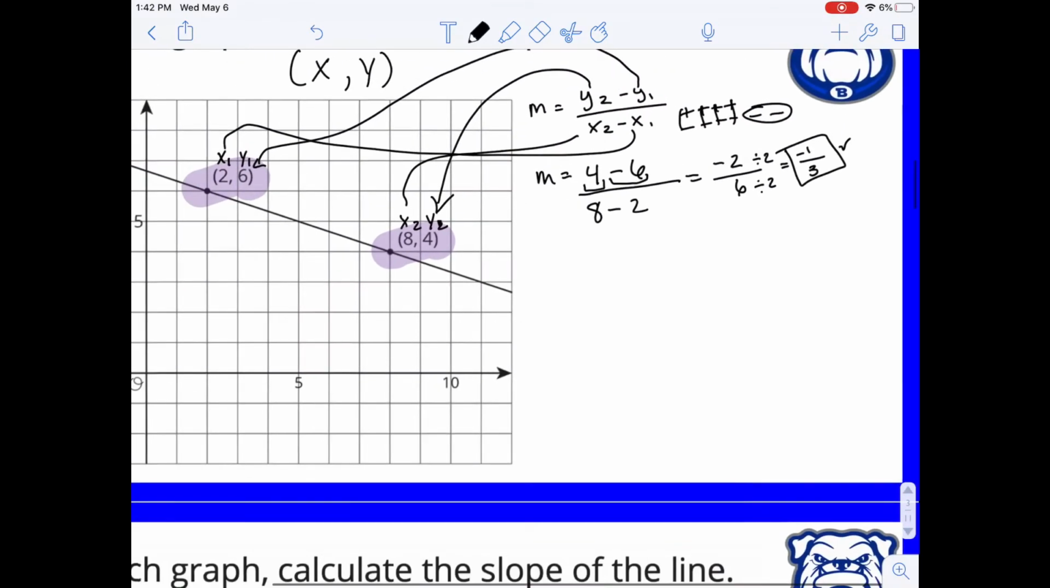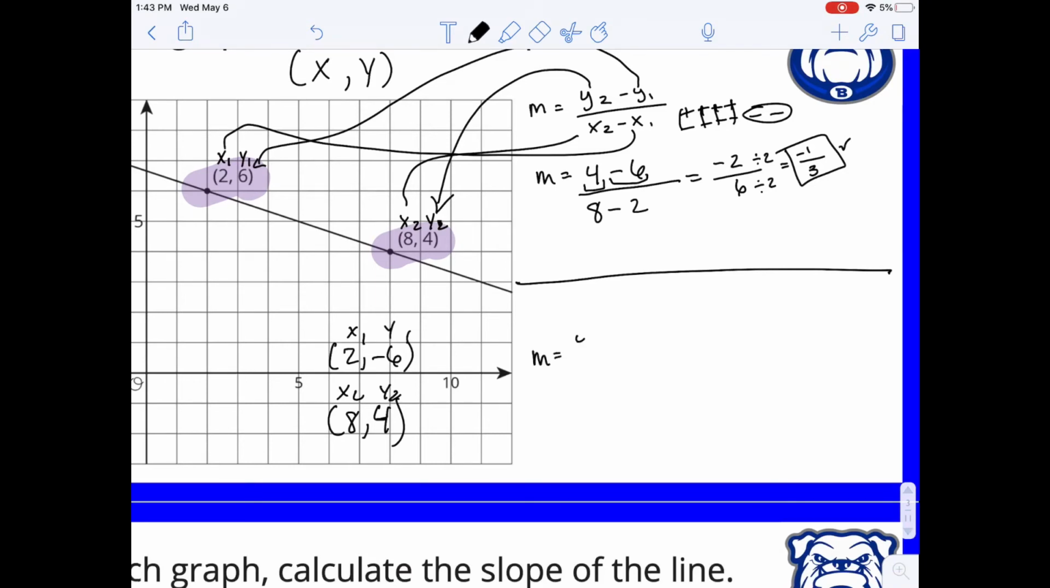So let's say, for example, let's pretend this is a whole new problem. Let's pretend we have the ordered pairs 2, -6 and 8, -4. Now let's keep it positive 4. Let's just make one negative. X, Y, 1, 1, 2, 2. This is just an example, guys. So M equals y2 minus y1 over x2 minus x1. All right, let me plug these things in.